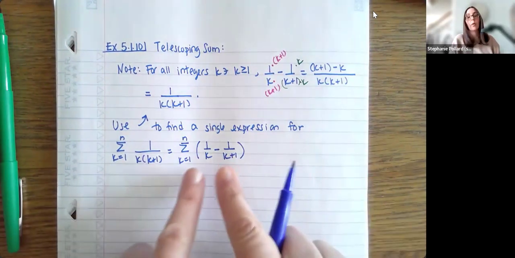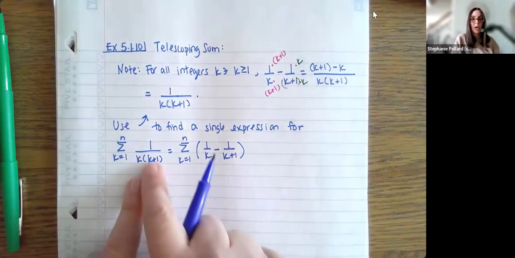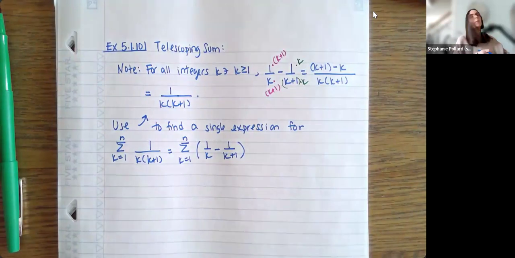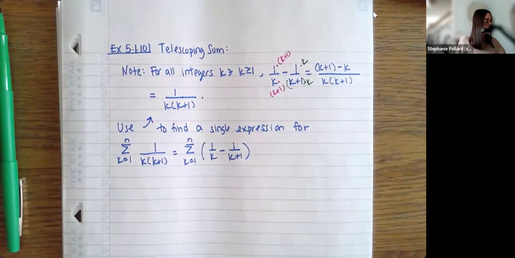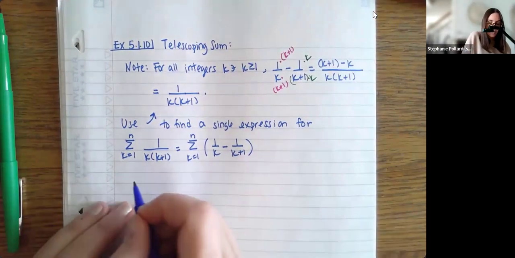Notice I have parentheses because this whole thing is being summed. Here it's fine because it's all stuck as one piece. But once I bring in that minus sign, I do need to keep it together to show that the entire thing is part of this summation. All right, so next I'm going to write out some of the terms. And something really interesting happens here.